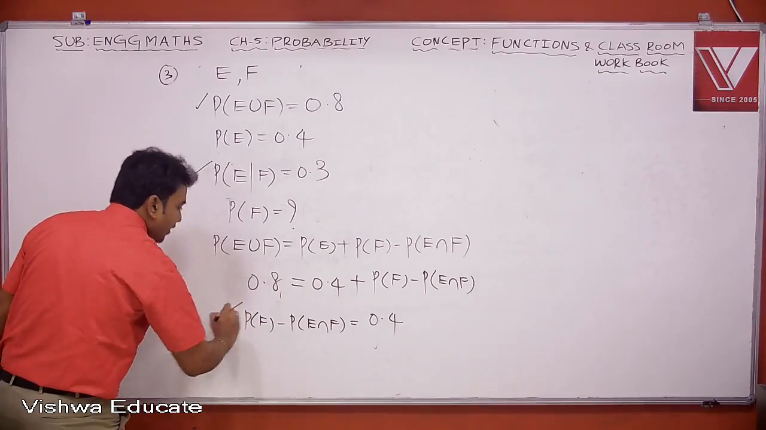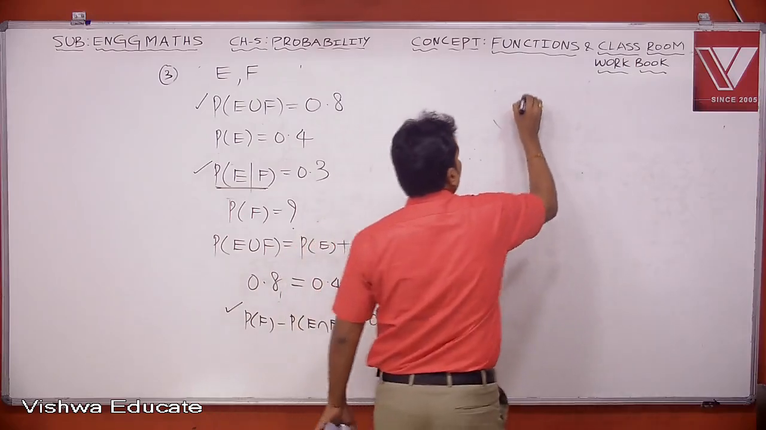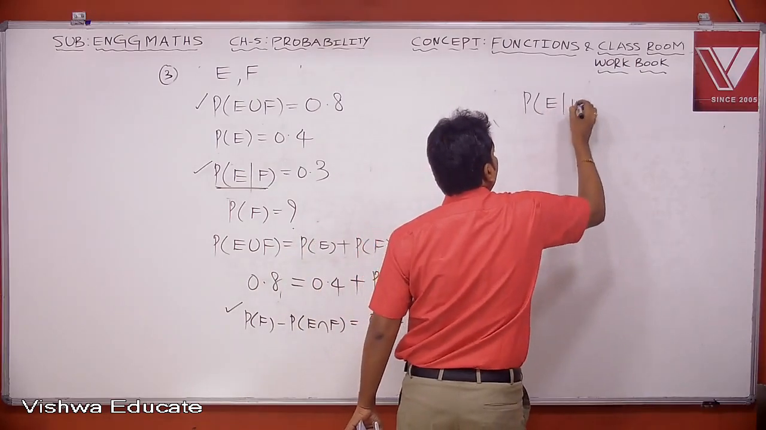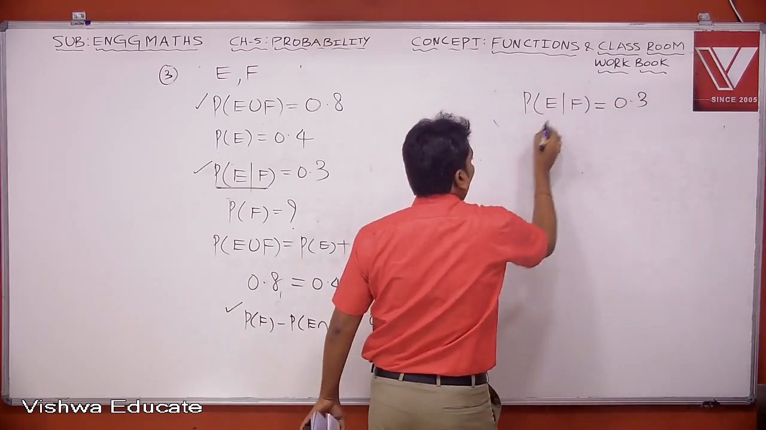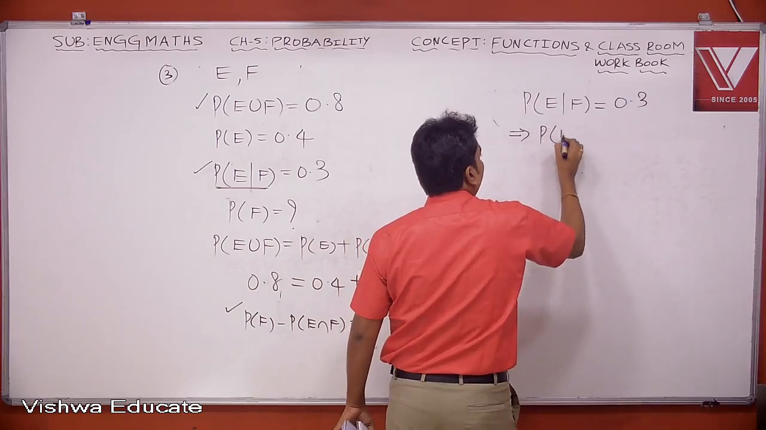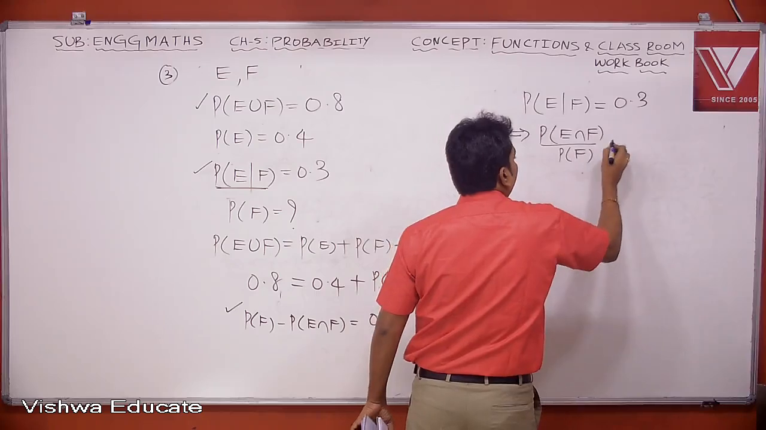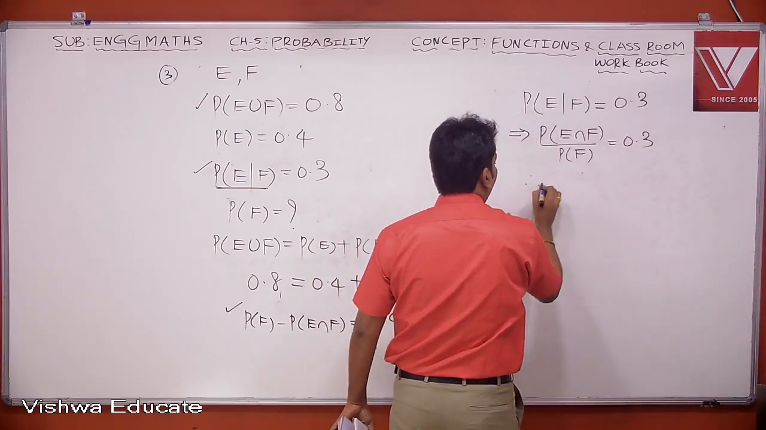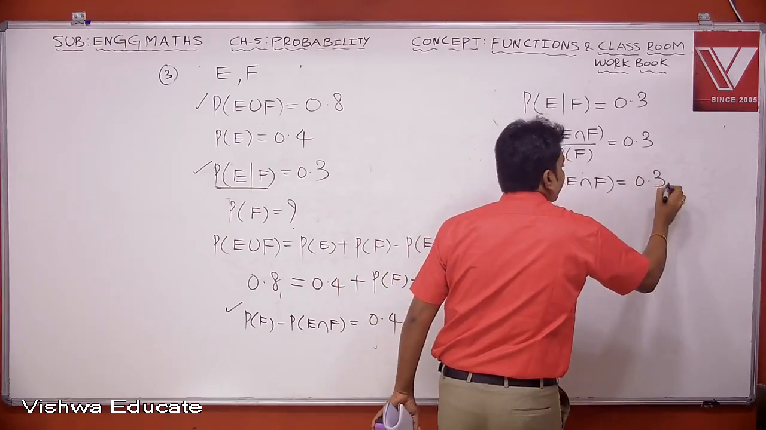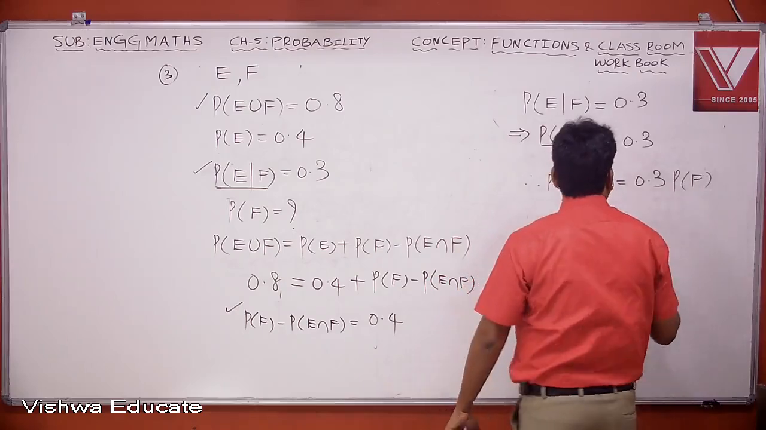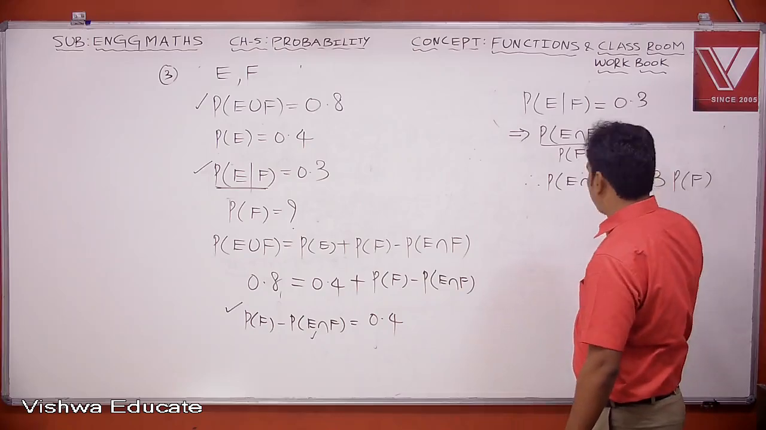Now we need to simplify this. So here conditional probability is given, P of E slash F, and this value is 0.3. But by conditional probability, P of E slash F is P of E intersection F divided by P of F. This is given as 0.3. Therefore, P of E intersection F equals 0.3 times P of F. Therefore, in place of P of E intersection F, we can write 0.3 times P of F.